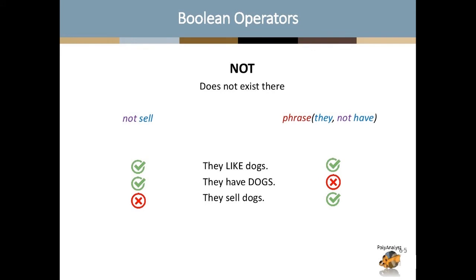We can use the not operator to denote exceptions. So not sell will look for anything that doesn't contain the word sell. I can also use the not operator inside of functions. So phrase they, not have, will look for things that say they followed by anything that's not have. So they like, they have, they sell. In this case, they have, well, that's not what we want, so that won't be matched.